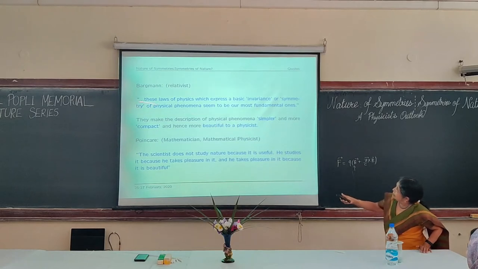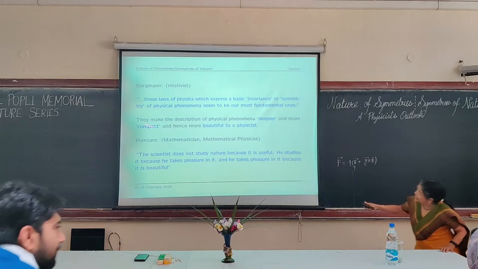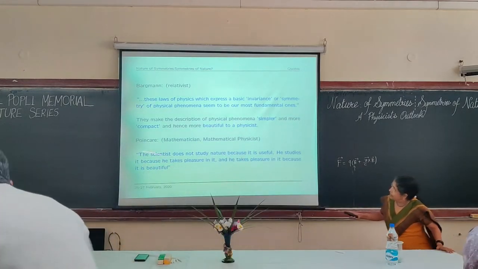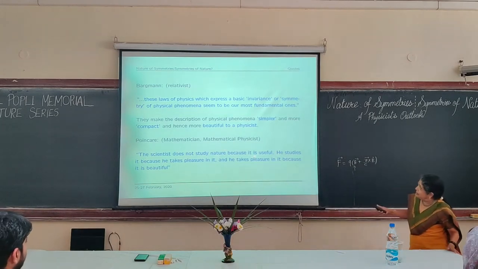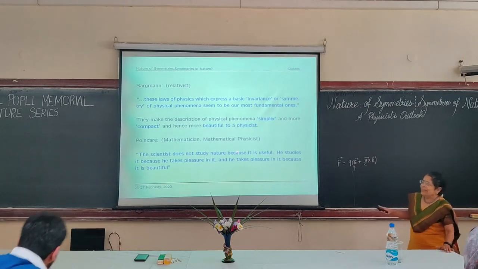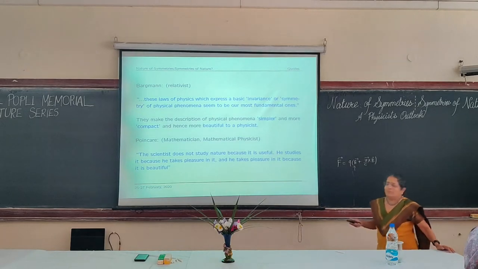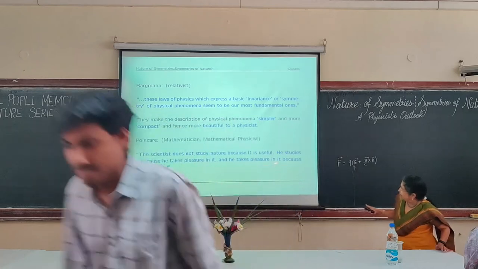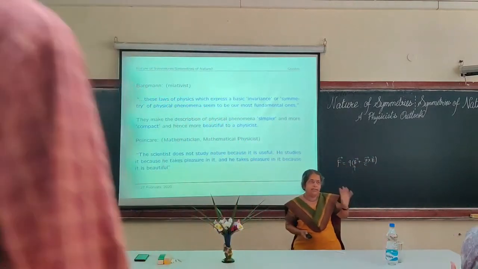And that's what Bergmann says, that they make the description of the physical phenomena simpler and more compact, and hence more beautiful to a physicist. So actually Poincaré goes on to say that the scientist does not study nature because it is useful. He's a mathematician anyway. And then he says, for him a scientist is also a "he", which he should be pardoned for. He studies it because he takes pleasure in it, and he takes pleasure in it because it is beautiful. This is my first slide that I was talking about, symmetry and beauty.